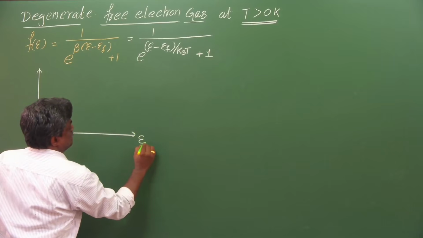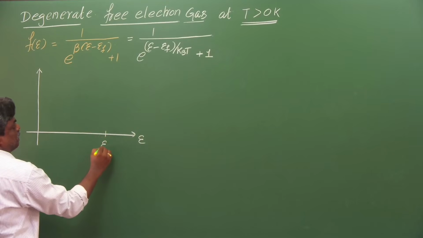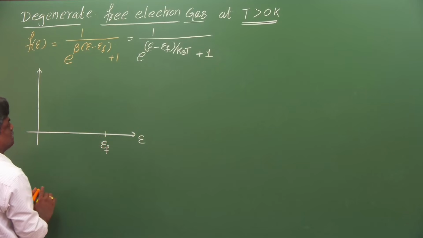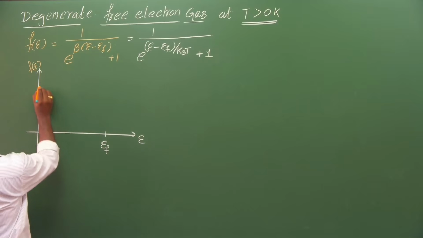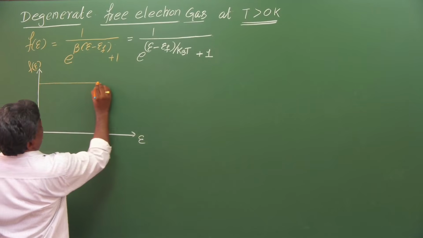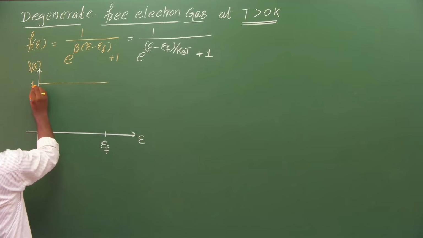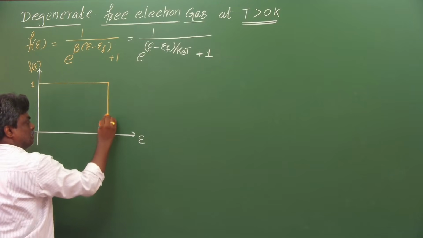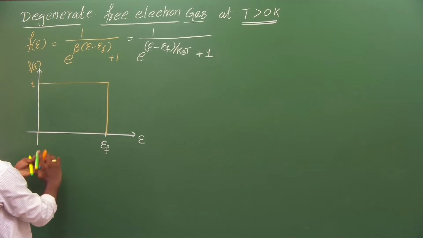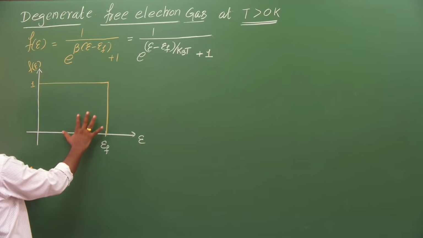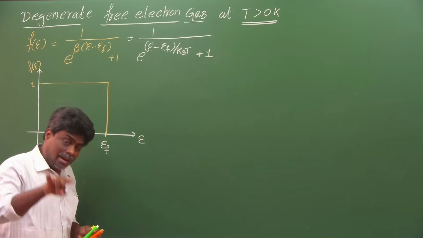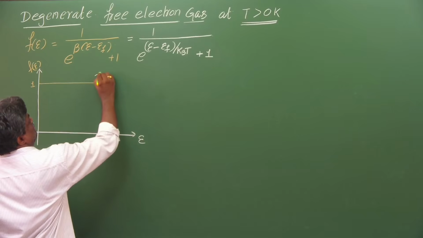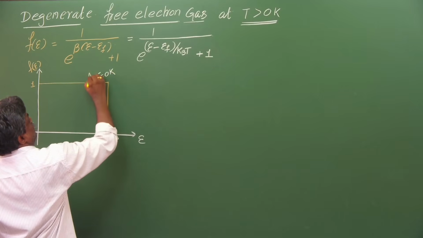This is the energy E, and here we have the Fermi energy somewhere. Listen carefully. This is the distribution function, and we got a curve. This is the constant which is equal to 1. That means below the Fermi level all states are filled and above the Fermi level all states are empty, at T equal to 0 Kelvin.